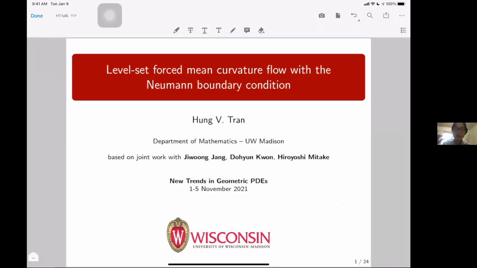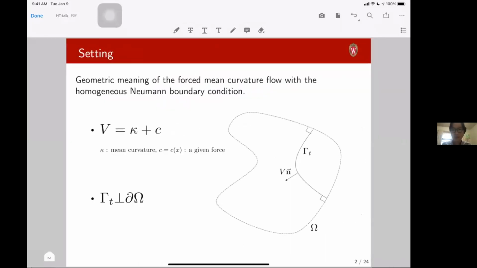I want to focus only on this concrete problem today. So I will just tell you right away the geometric meaning of the equation that we care about. We are given a domain here. We are not in the whole R^n. We are given a domain omega here. And what we require for the Neumann boundary condition is a homogeneous Neumann boundary condition. So we require the right angle condition.